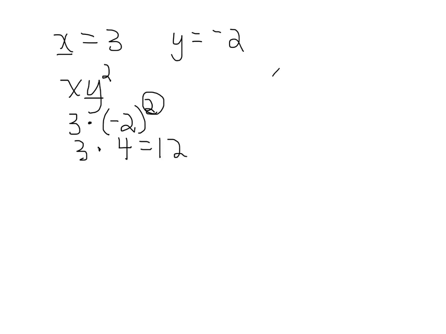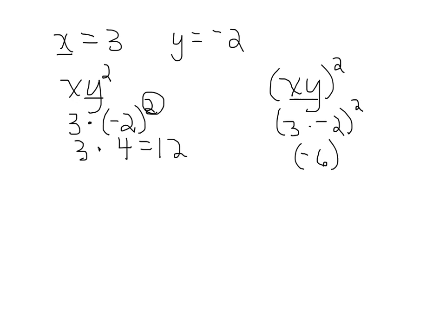If, on the other hand, I say x times y, all squared, because there's something going on inside, that makes these grouping symbols. So now, when I show replacement, I can see that it is negative 6 squared, which is positive 36.